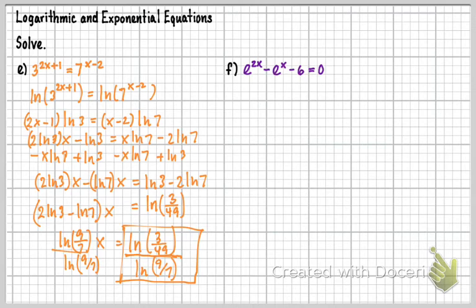This one here is a little different than the last one. This one is using the idea of factoring. The way I look at this, when I see this right away, this is x squared minus x minus 6 equals 0. This is what I see when I see this e to the 2x, because that e to the 2x is really e to the x squared. And that's why I look at it as an x squared here. So that's just something to think about.